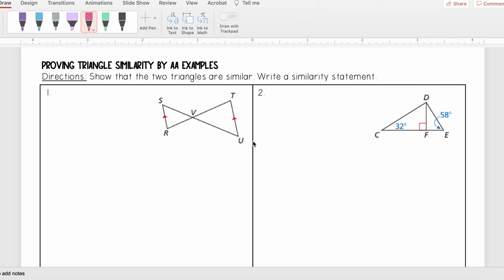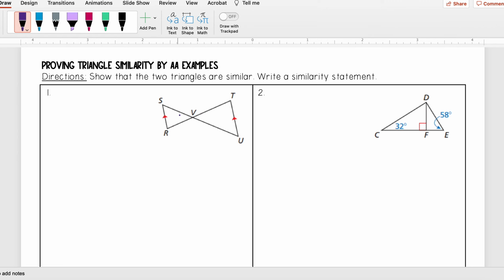In this video, we're going to be proving triangle similarity by AA. We're going to show the two triangles are similar and then write a similarity statement. For this, we're going to do more of a paragraph proof, so it's really informal, just writing a sentence explaining why the two angles are congruent and then getting to our conclusion of the two triangles being similar.